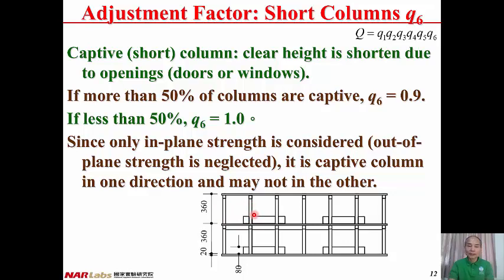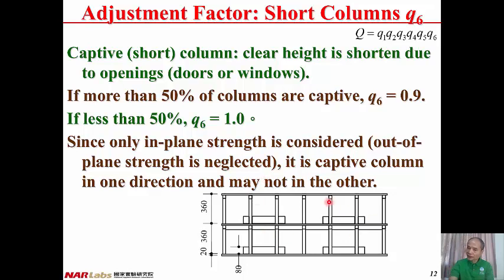If more than 50% of the columns are captive, then the adjustment factor Q6 equals 0.9. If less than 50% of the columns are captive, then Q6 equals 1.0. Since only in-plane strength is considered for the walls with openings, and out-of-plane strength is neglected, a column may be captive in one direction and may not be in the other direction.